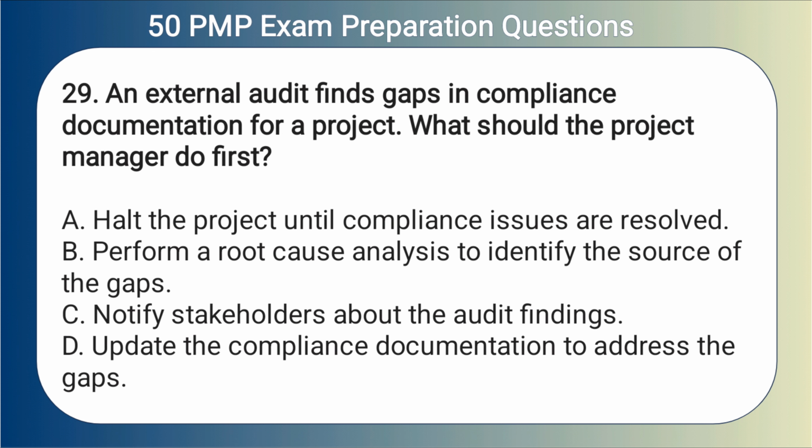29. An external audit finds gaps in compliance documentation for a project. What should the project manager do first? A. Halt the project until compliance issues are resolved. B. Perform a root cause analysis to identify the source of the gaps. C. Notify stakeholders about the audit findings. D. Update the compliance documentation to address the gaps.